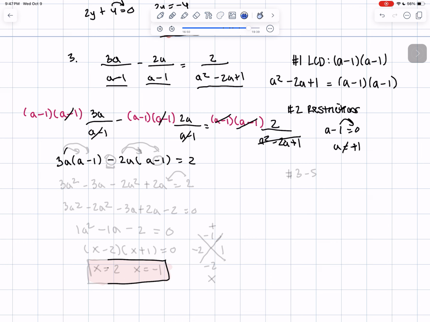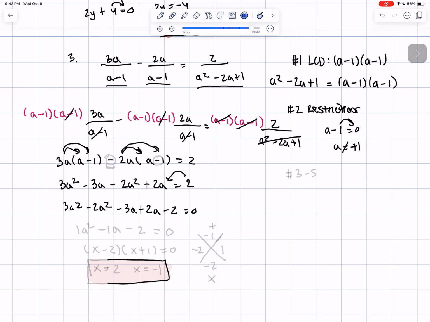So 3a squared, remember if you have two a's, you square it, minus 3a minus 2a squared minus 2a equals 2. Then I move that 2 over. And I'm going to put the 3a squared and the 2a squared together, then the 3a and the 2a together, and then this plus 2 on that side, so it's minus 2 equals 0. So what's 3a squared minus 2a squared? Well, that's just going to be 1a squared. Just negative 3a minus 2a.